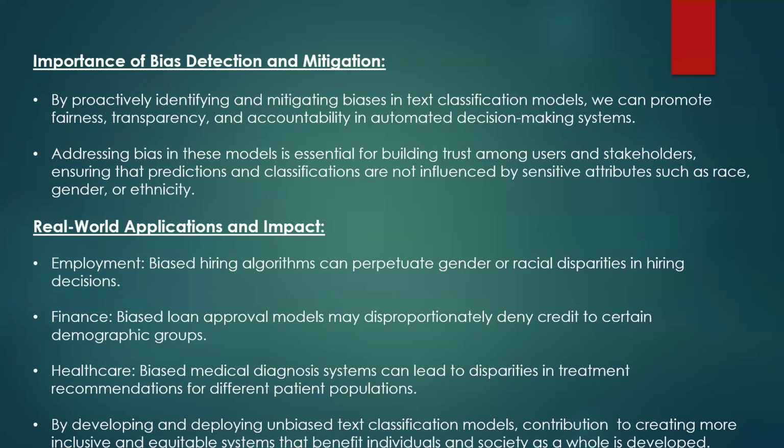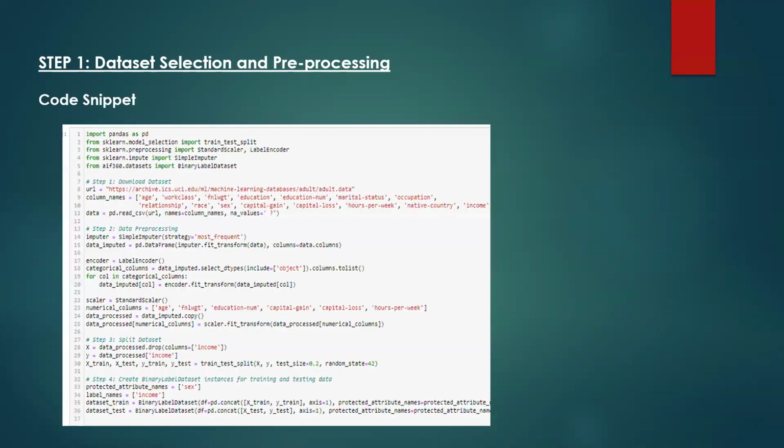As we know, by proactively identifying and mitigating biases in text classification models, we can promote fairness, transparency, and accountability in automated decision making systems. Here are some real world applications and impact in employment, finance, healthcare, etc.